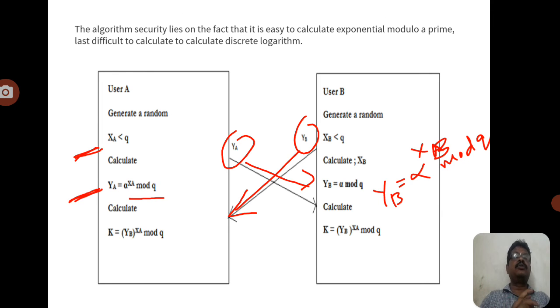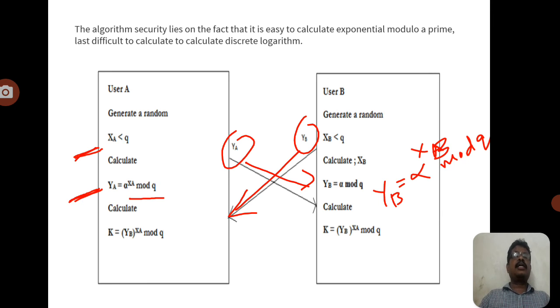That means XA and XB are the private numbers, because they each select a random integer, and based on that, user A calculates YA equals alpha power XA mod Q, and user B generates YB, where YB equals alpha power XB mod Q. Now you can imagine how they can calculate a common secret key. That is the important one.